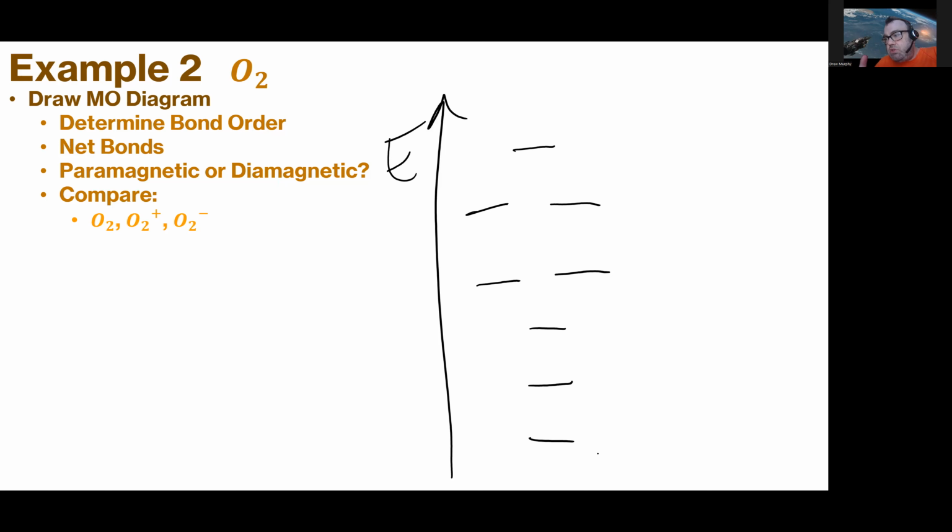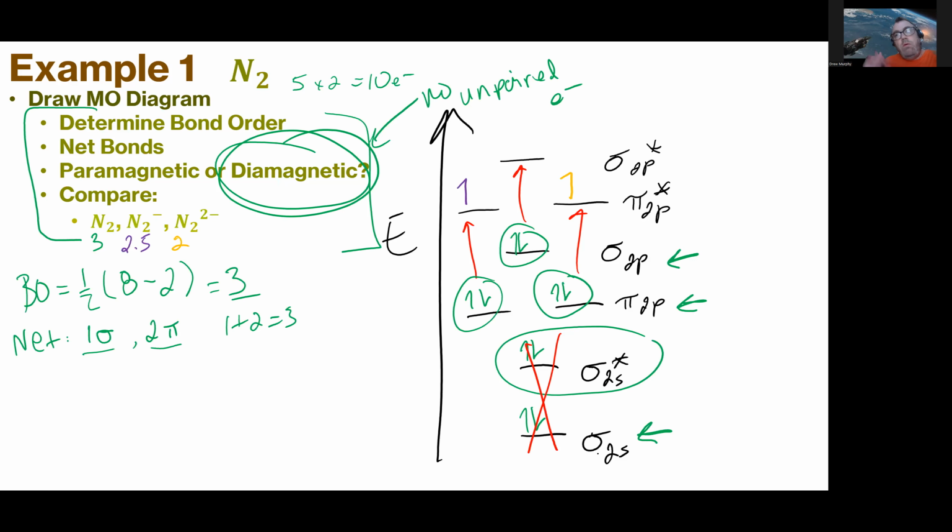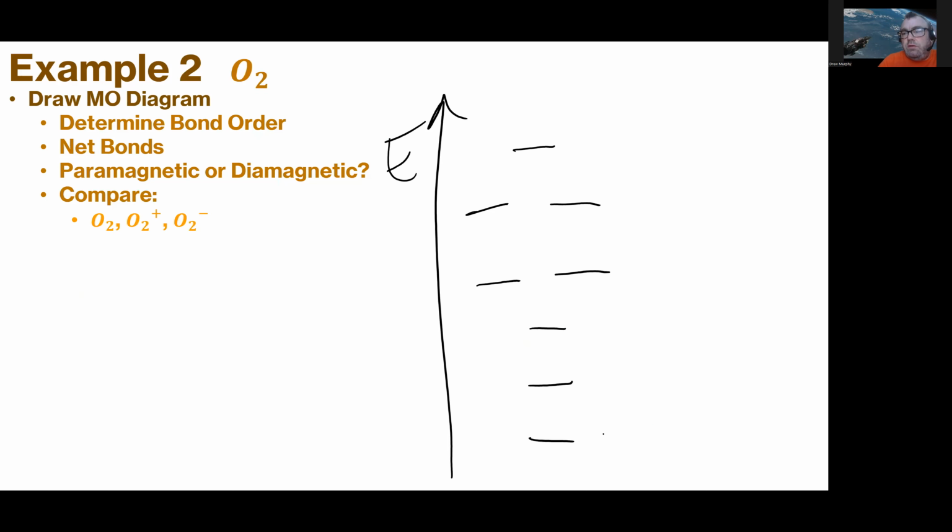The naming trick I showed us over here will work the same way over here. All the single lines are sigma. The doubles are pi's. Okay. The bottom two are 2s. The rest of them are 2p. Okay. And the top one of each pair is a star. So it's 2s star, 2p, 2p star, 2p, 2p star.